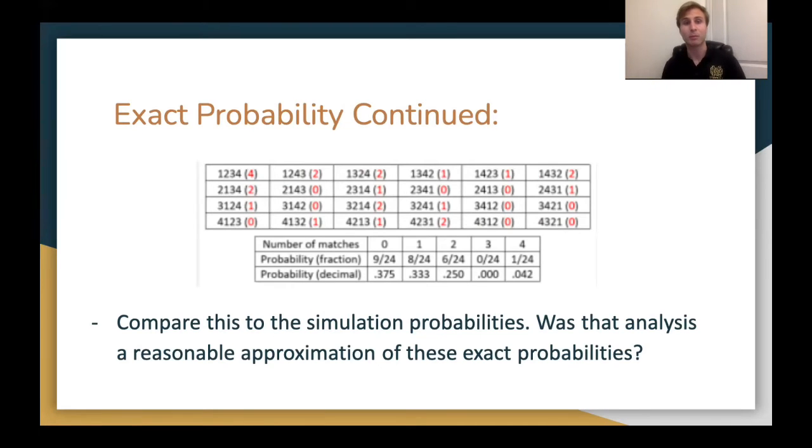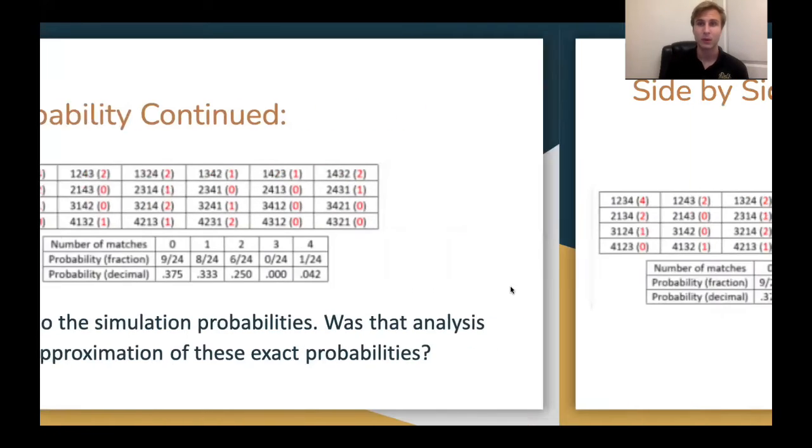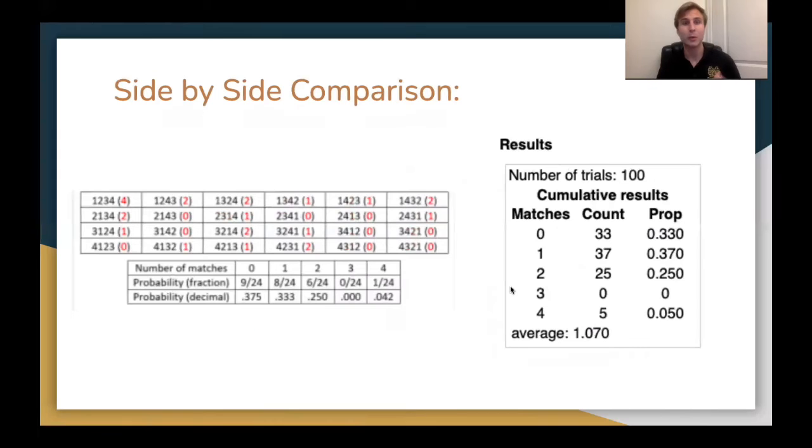So what we could do is compare these to our original simulation probability where we ran 100 trials, and we can ask ourselves if that analysis was a reasonable approximation of these exact probabilities. And so when we look at these side by side, we can actually see that, yes, that simulation was a pretty accurate tool in gauging that exact probability. It isn't exact. For the simulation, it's 0.33 for 0, 0.37 for 1, and it's flipped for the exact probability. But you can tell that they're relatively accurate, even though it isn't 100%. But it is a pretty strong indicator of how many matches there are.